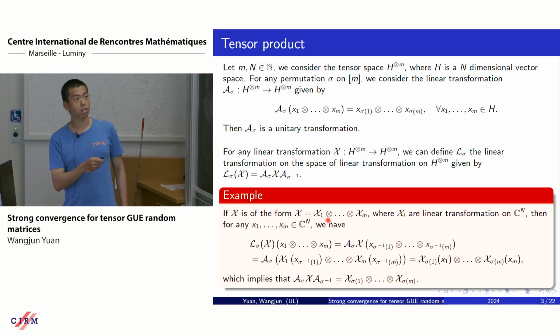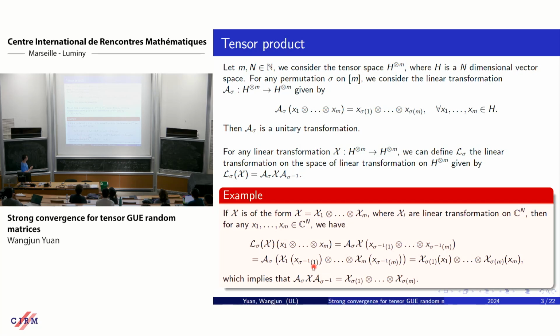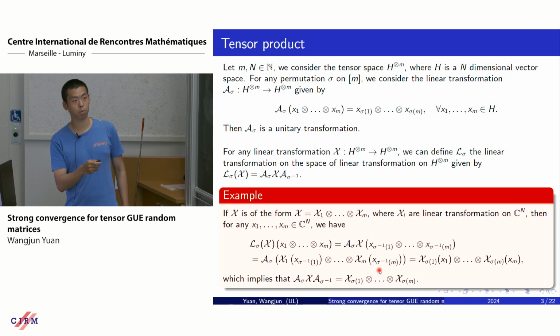Since X has the tensor form, we can act with each tensor component of X on the vector. What we obtain is still a vector: X1 acting on x of sigma inverse 1 for the first tensor component, and so on until the last one, Xm acting on x of sigma inverse of m. The last step is to use the definition again to compute A sigma of this vector, which is just to permute the subscripts. So what we obtain is X of sigma 1 acting on x1, until the last one. Since x1 to xm are arbitrary, this formula implies that A sigma times X times A sigma inverse is actually to permute the tensor components of X according to the permutation sigma. That is, we have X of sigma 1 tensor until X of sigma m.